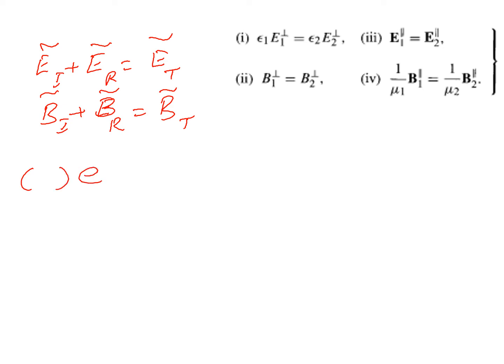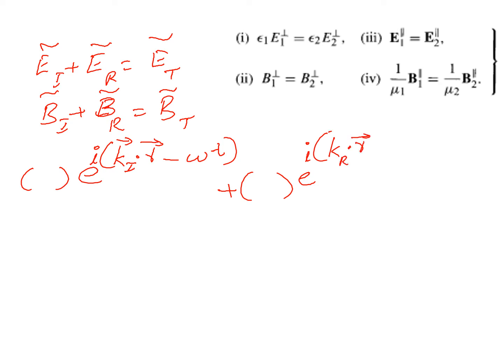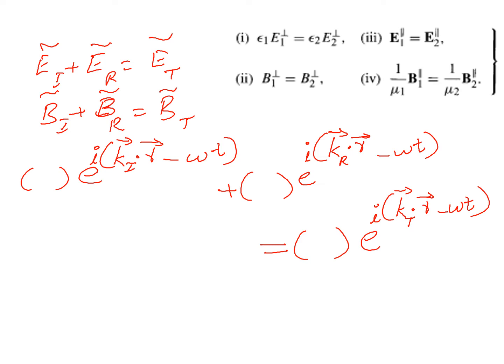the amplitude times e to the power i(k_i dot r minus omega t), plus again amplitude times e to the power i(k_r dot r, small letter r, minus omega t), must be equal to amplitude times e to the power i(k_t dot r minus omega t). So this shows the electric field components and the magnetic field components are continuous at the boundary. That means at z equal to 0. At z equal to 0, this bracket you can fill with either electric field E or magnetic field B. So that is why a general form is written there.